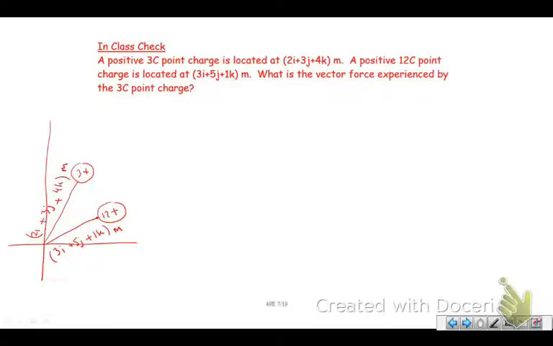Now that's a bit of an issue, because what I've got to do is, what is the vector force experienced by the 3 coulomb charge? I know it's going to be that. There's my force. But I need to find the vector which goes between these two charges. I need to find that vector.